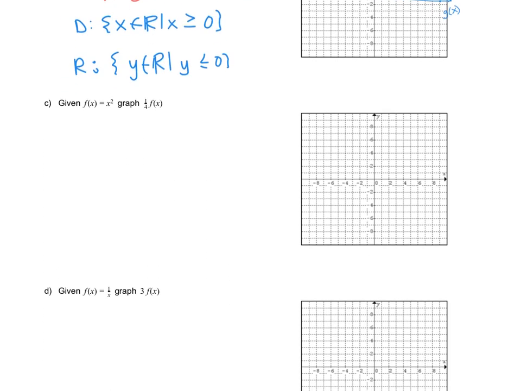All right. So for this C example with the parabola and the transformation 1/4 f of x, I want you to pause the video and do the whole example. Write the equation, write the transformations, and do all the graphing. And then come back to check your work.